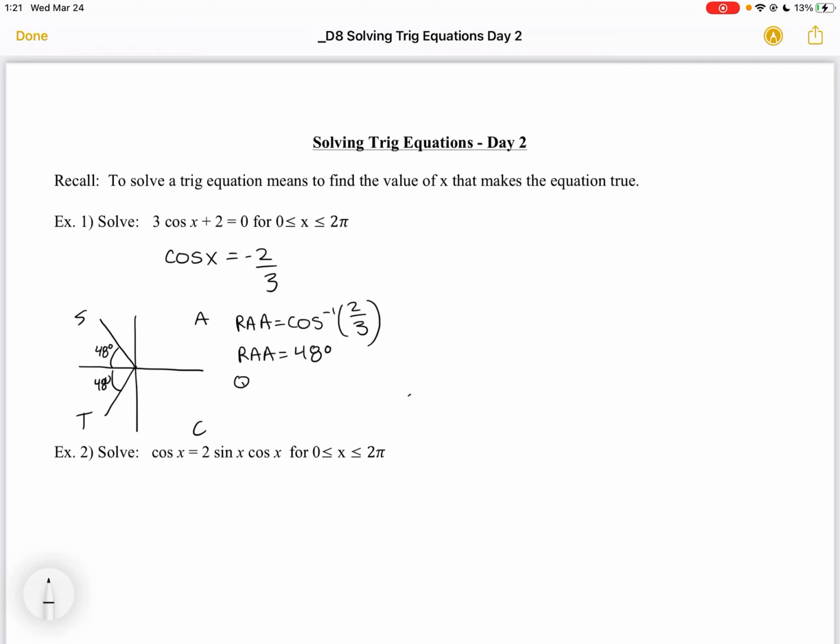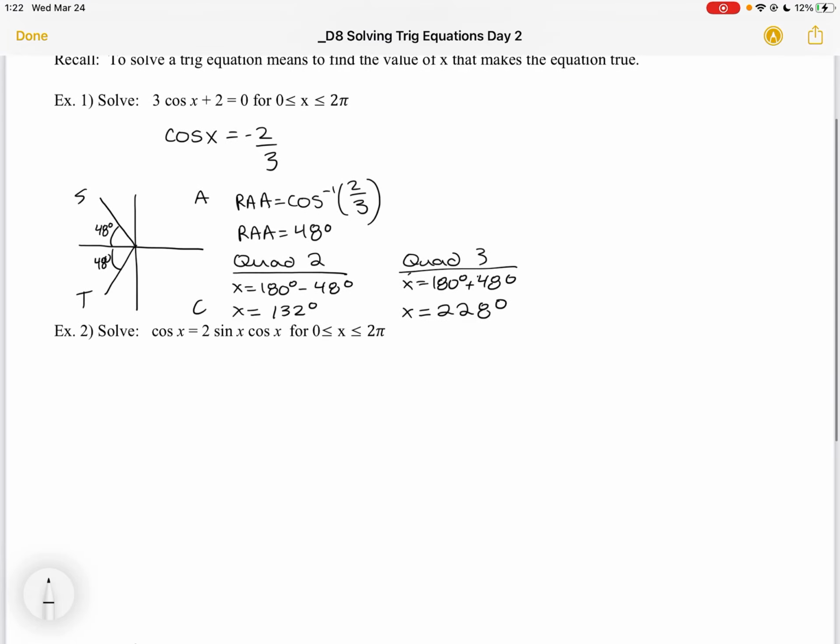So that means that my first solution for x is in quad 2, and x is going to be 180 degrees minus 48 degrees, which is 132. And then my solution in quad 3 is going to be x equals 180 degrees plus 48 degrees, which gives me a final answer of 228 degrees.